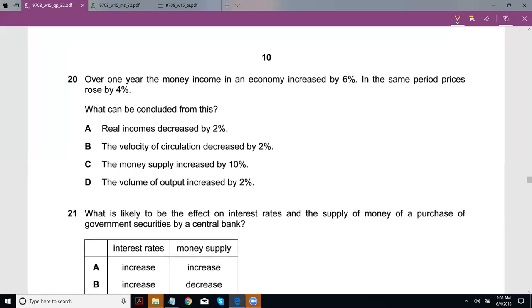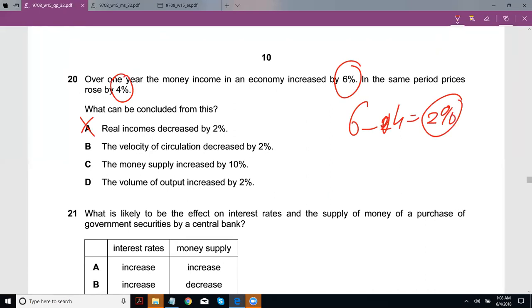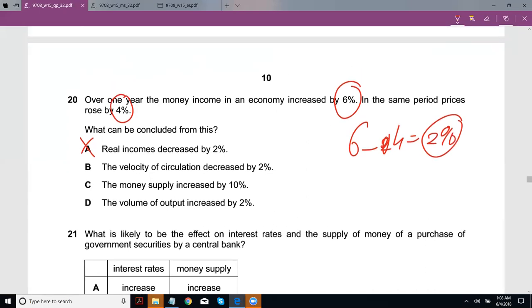Over 1 year, the money income in an economy increased by 6%. In the same period, prices rose by 4%, which means your real income rose by 2%, because 6 minus 4 is 2. So that's the increase of your real income. So real income did not decrease by 2%; it increased by 2%. And they've given you stuff with regards to the other options that are a little weird. So let's look at this first.